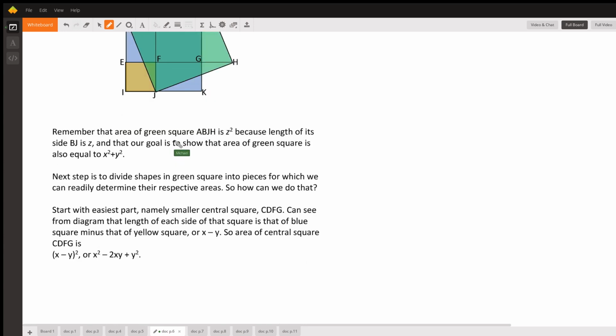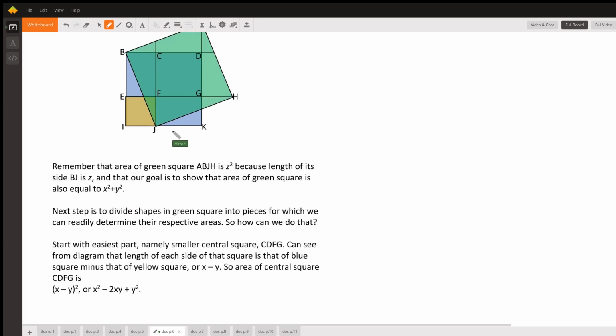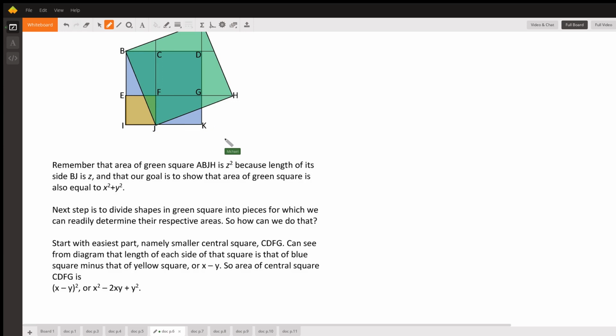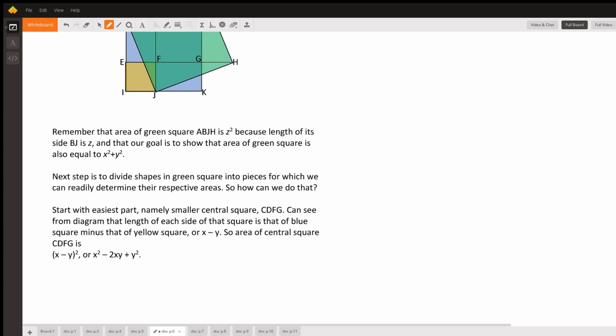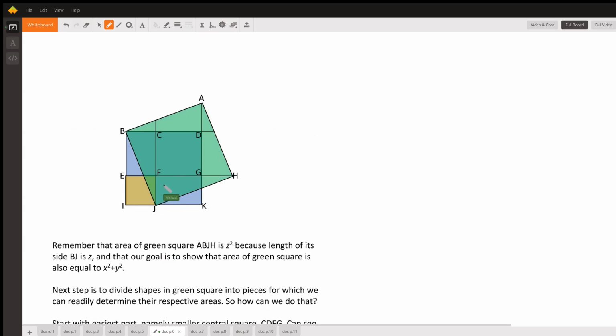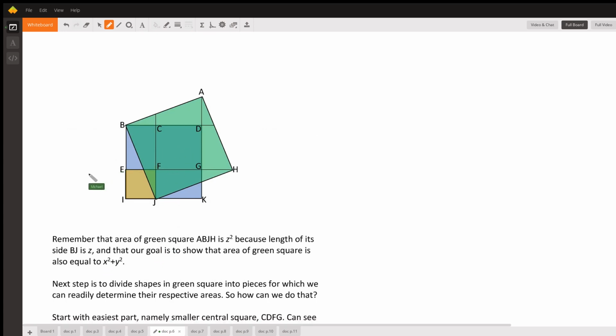So you can show from the diagram that the length of each side of that square is, take this side right here, the side of the blue square, which is x, minus the side of the yellow square, which is y. So that's x minus y. And so we square x minus y, and we get x squared minus 2xy plus y squared is the area of this inner green square.